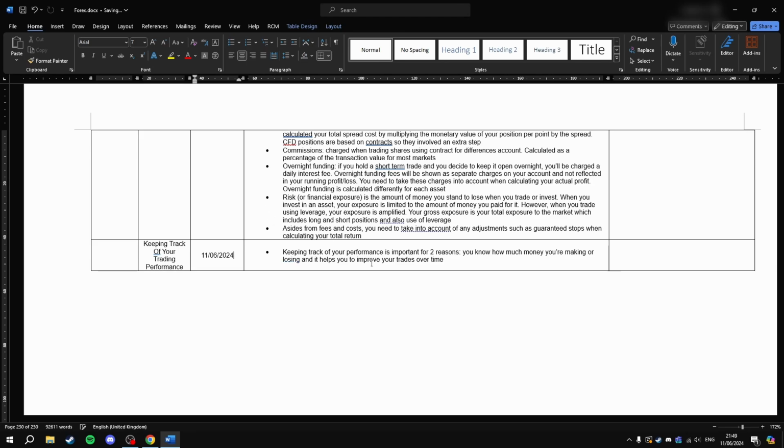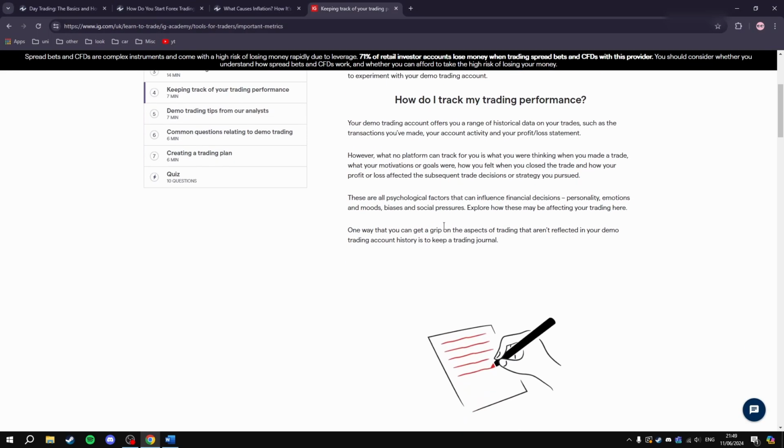And now, we're going to carry on from where we left off. So, how do I track my trading performance? Your demo trading account offers you a range of historical data on your trades, such as the transactions you've made, your account activity, and your profit and loss statement.